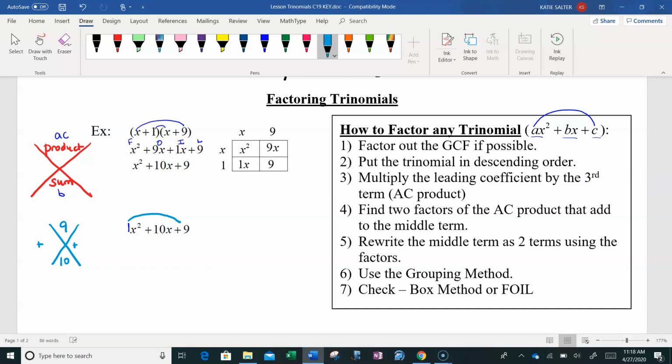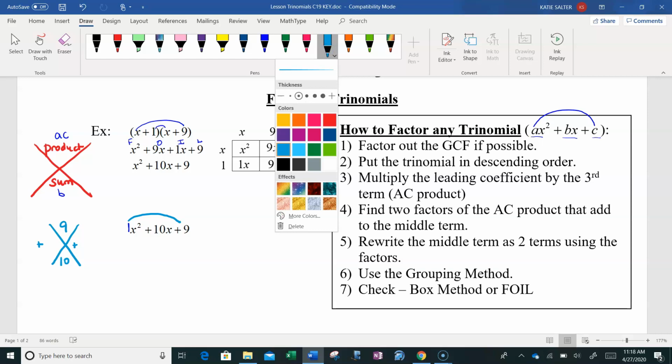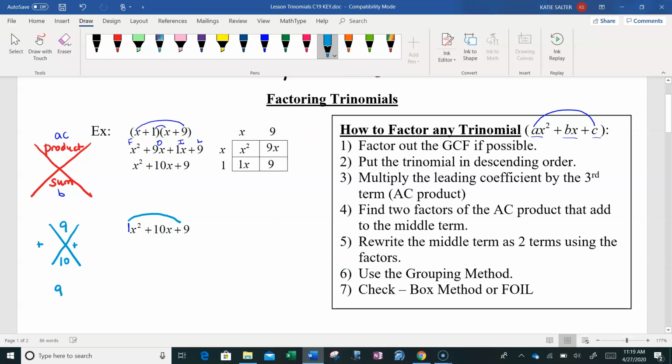So what are the numbers that multiply to 9 and add to 10? Pretty much what you're doing is looking at the factors of 9. Some of y'all already know the answer, and some of you may want to make a little T-chart over the side and just list your factors real quick. We have 1 and 9, and we have 3 and 3. So which of those factors would add to 10? Obviously, we can see that 1 plus 9 would be 10, so those would be our factors.